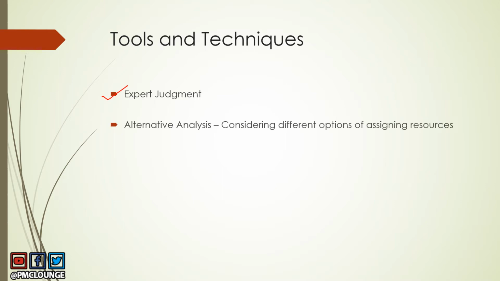There's another tool which is alternative analysis, and what you basically do here is you consider different options of assigning the resources for a project, both the number of resources and the amount of time they would need to be used as part of the project, right? Next tool is published estimating data. So there are articles, journals, books, reports, if you want to refer to them, these are available out there in the industry.